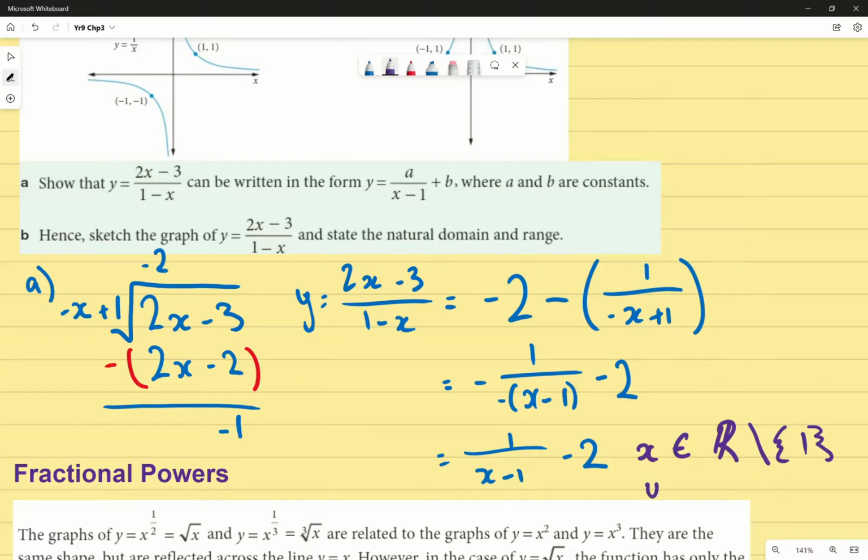Our range, our y is going to be an element of all real values except what? Negative 2, good. Because no matter what you substitute for x, you will never get 0 for that fraction, therefore negative 2. So when we sketch it, it's going to look pretty straightforward.